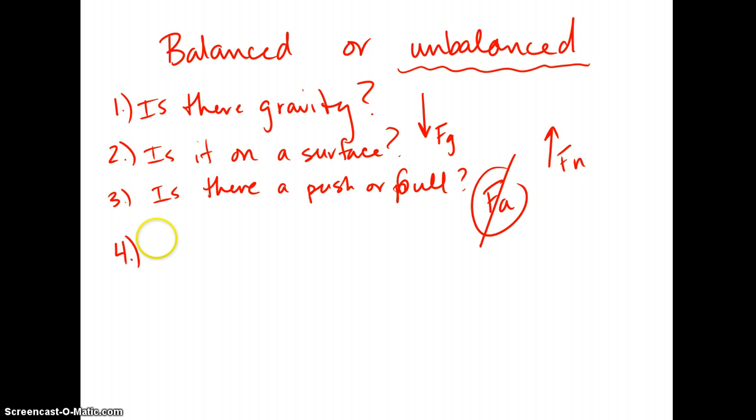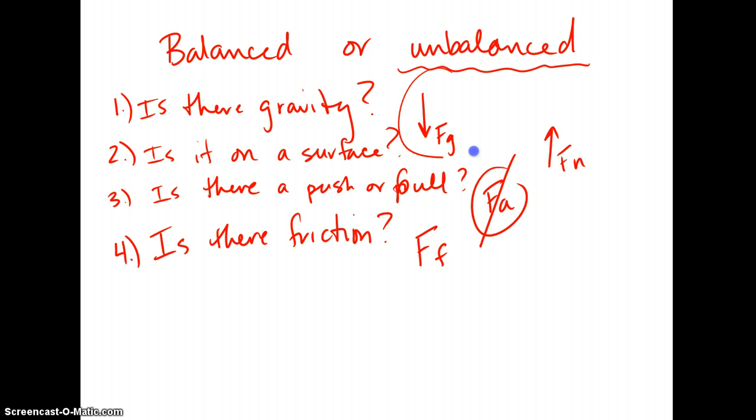And I'll tell you the next question: is there friction? And this track is actually relatively frictionless. So for that reason, we're going to have no frictional force. So we know that we need an unbalanced diagram, and we have only two types of vectors that we need to use to draw that. So how can we do that?